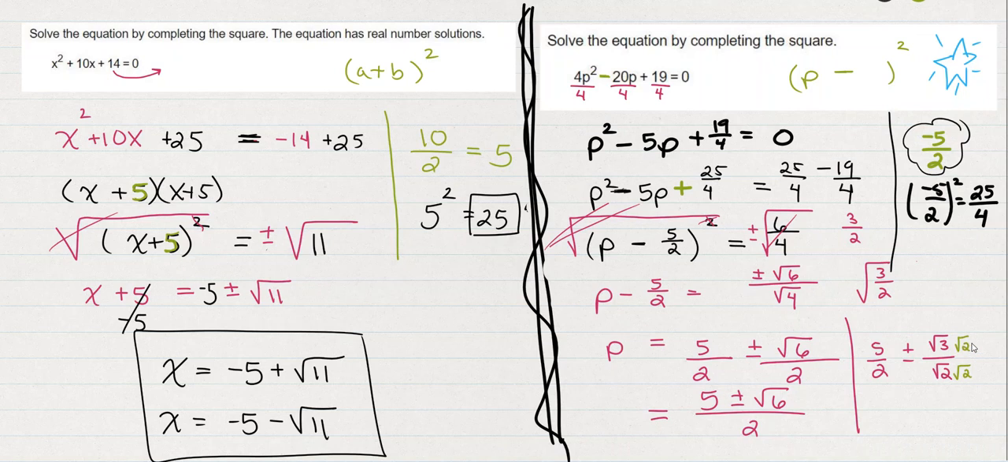we'd end up multiplying both things by the square root of 2. So we'd have 5 plus or minus square root of 3 times 2 is 6. And this would have been 2, and then the square root of 2 times the square root of 2 is the square root of 4, which is 2. So we would have ended up with the same thing either way. But if you did simplify that fraction, we could have solved it if we simplified it from there also.